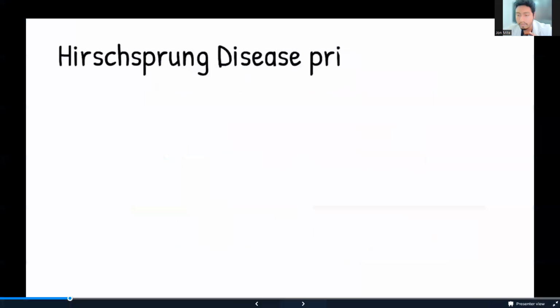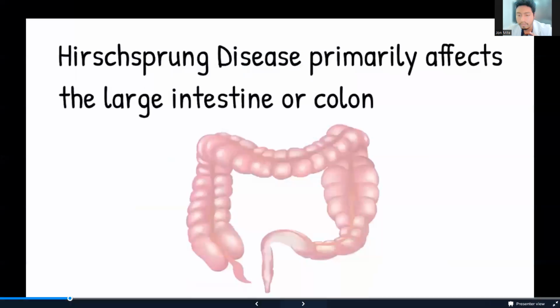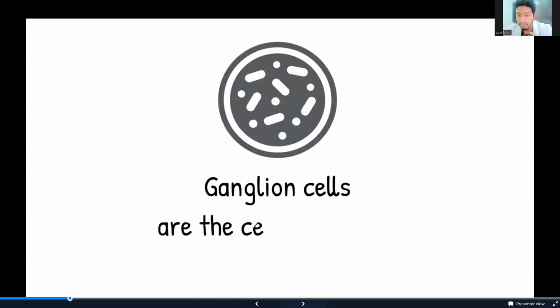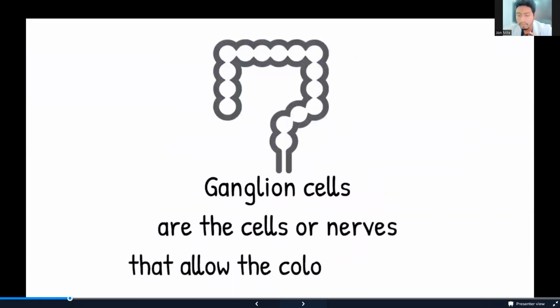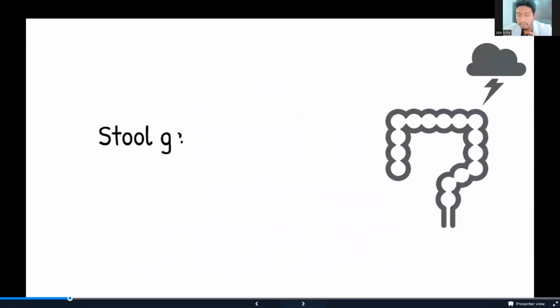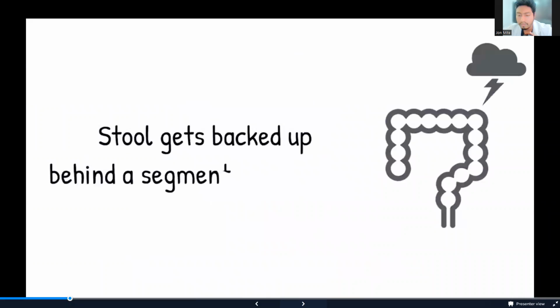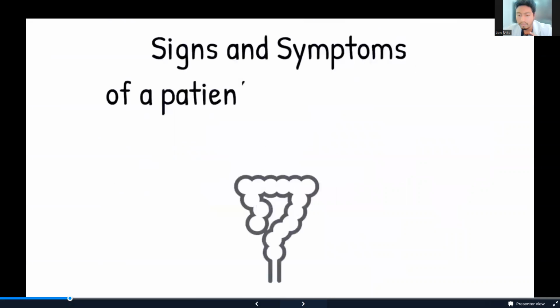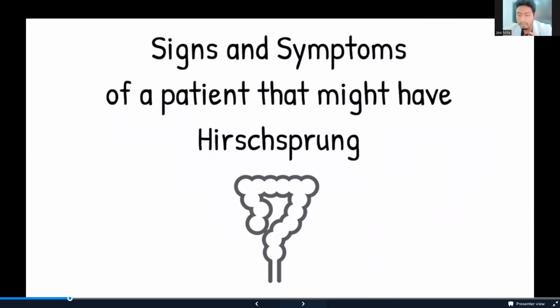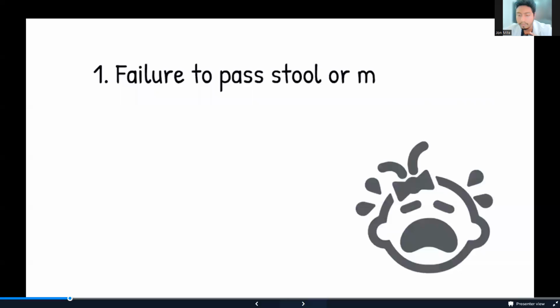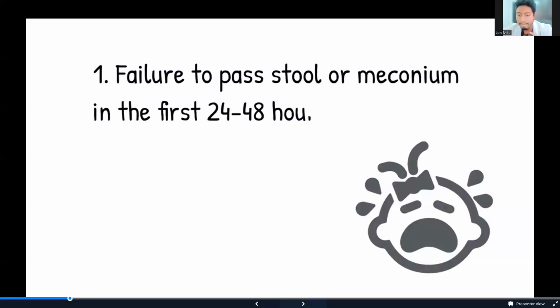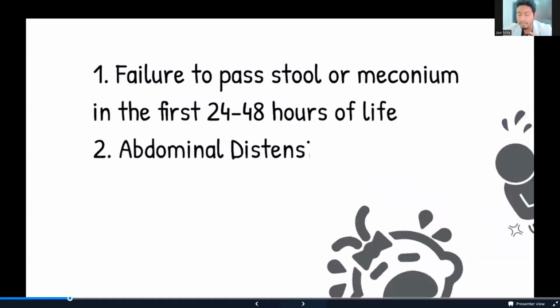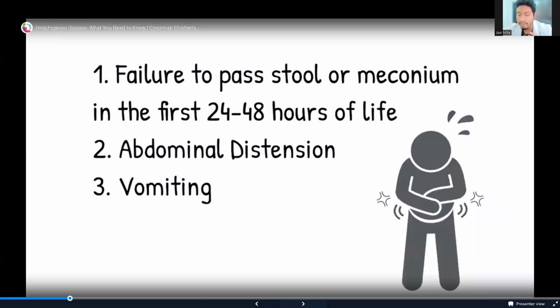Hirschsprung's disease is a condition that primarily affects the large intestine or colon. It is a condition that involves what we call ganglion cells, or the cells or nerves that allow the colon to relax. And so the stool is getting backed up behind the segment of colon that is not relaxing. What are the signs and symptoms of a patient that might have Hirschsprung's disease? The first thing that we look for is the failure to pass stool or meconium in the first 24 to 48 hours of life. Often these patients also present with abdominal distension and potentially also vomiting.